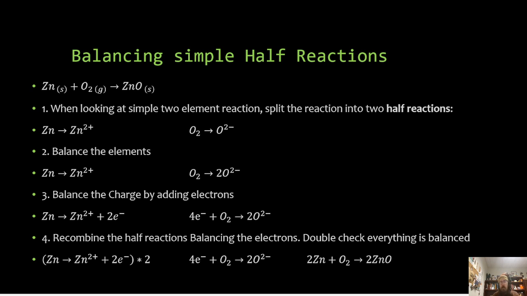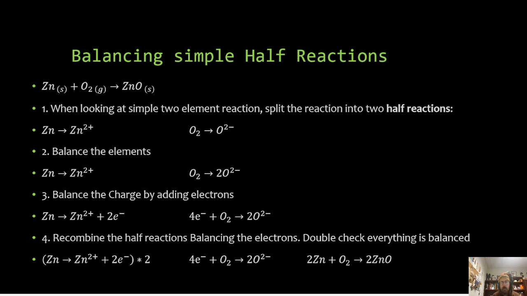Since there's 2 O2- on the right, which makes it 4-, and O2 is 0, we have to add 4 electrons to the left, because we cannot add positives to the right to cancel out the 4-. So with that in mind, the half reactions are now balanced. All the elements are balanced, the charges are balanced.